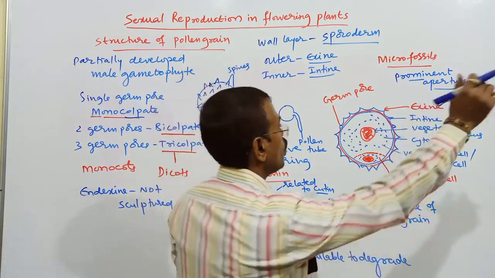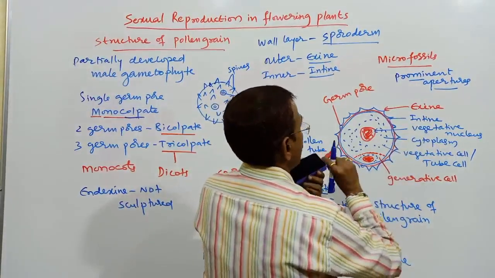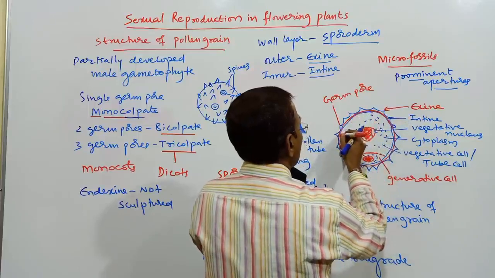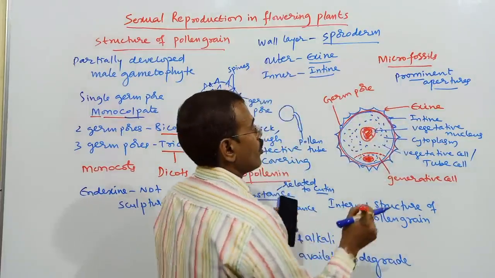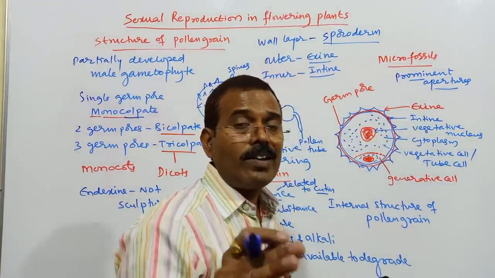Now move on to the inner layer. The inner layer, what you are seeing here, this red one, inner layer. So this is the intine layer. Intine layer is thin.